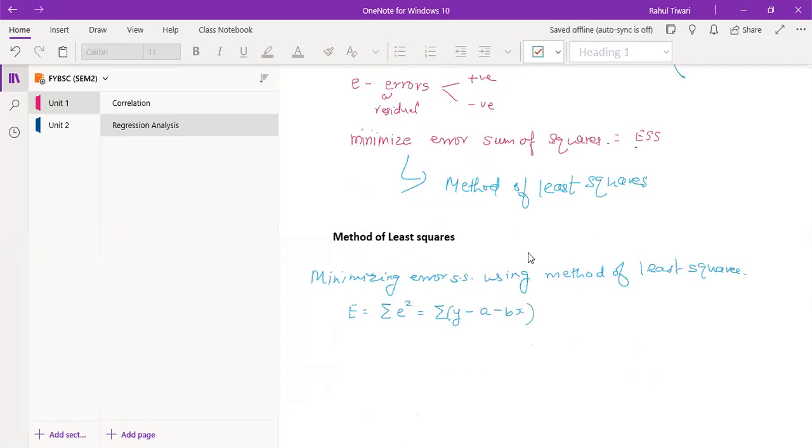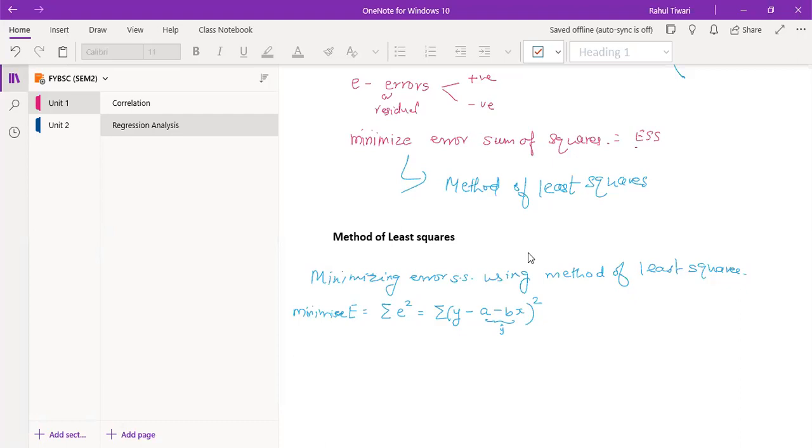This is the whole square. So this is the value of your y hat, a hat, b hat. So y minus this value, which is your y hat, is the value you can get according to the formula. Now we have to minimize this value.